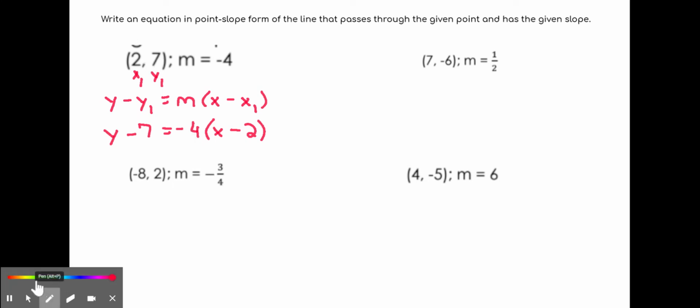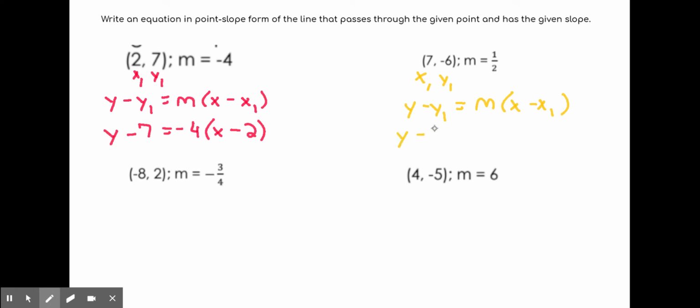Next one, let's do another one. This says we have the point 7, -6, and the slope is 1/2. So I'm going to label that x1, y1, and then my m is 1/2. So I'm going to write y minus y1 equals the slope times x minus x1. And I'm going to plug in what I have. So y minus y1 is -6 equals 1/2 times x minus, and x1 is 7.